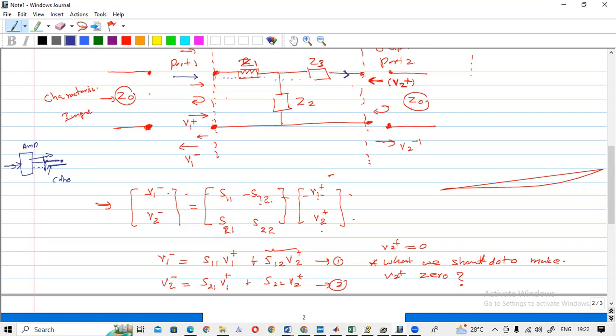If this is not matched, some signal will be reflected here, inside the port. So it is a reflected signal. Reflected signal happens if the signal is given in this direction. So inside the port there will be a reflected signal. Can you understand that? I will tell it again. Try to understand this.